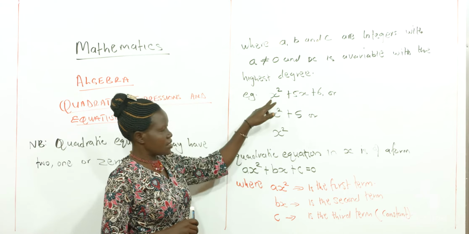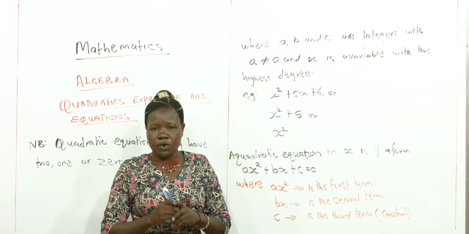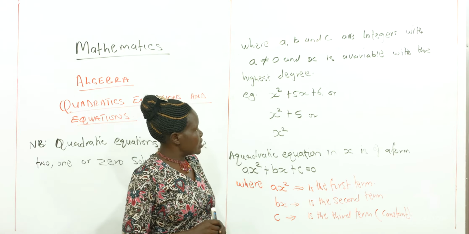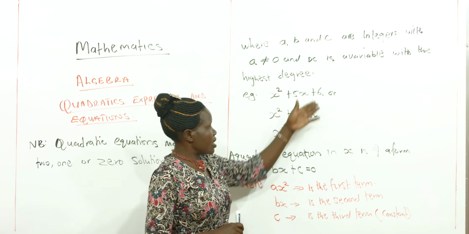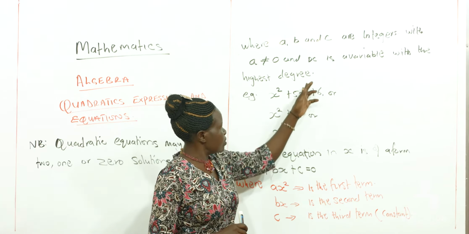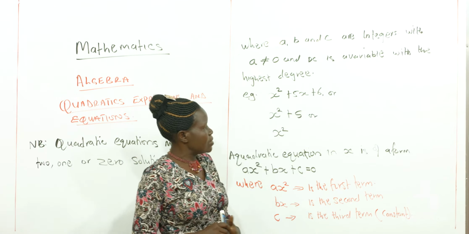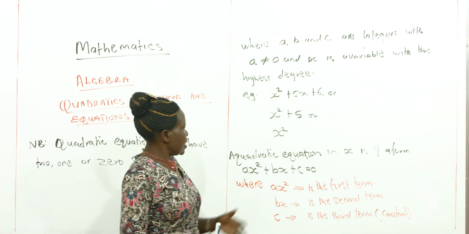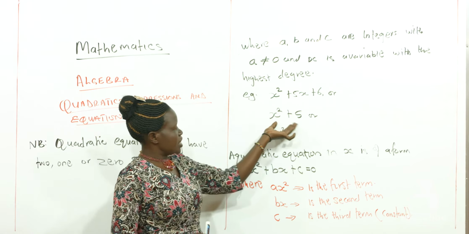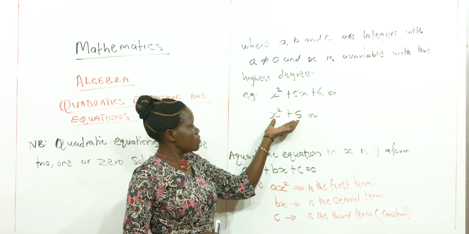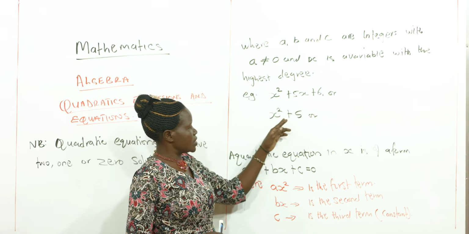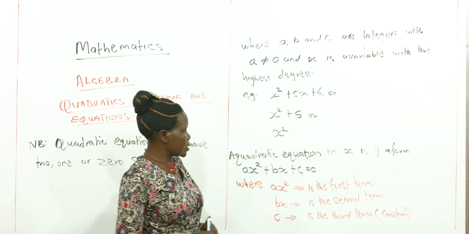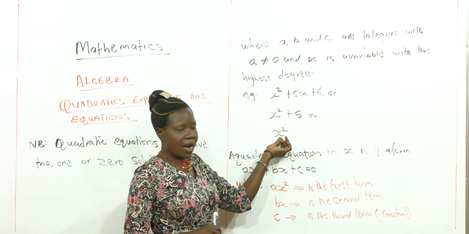Why? Because the first term contains the degree of 2. And then the third term will be containing the degree 1. And then we have the second term contains the degree 1, and then the third term does not contain any variable. Then sometimes we may find it expressed in this nature. It may be x squared plus 5, where we say that since the first term is raised by 2, it is a quadratic. Or you may find it as one term.